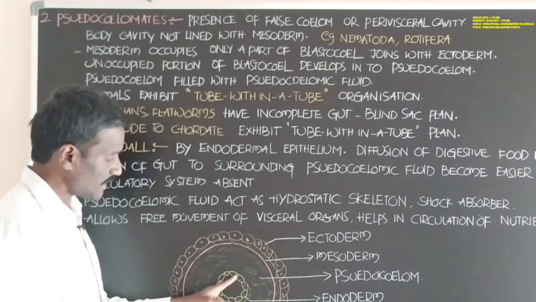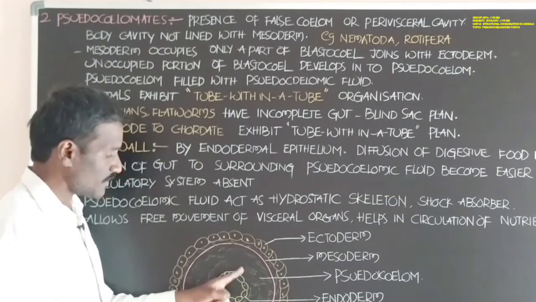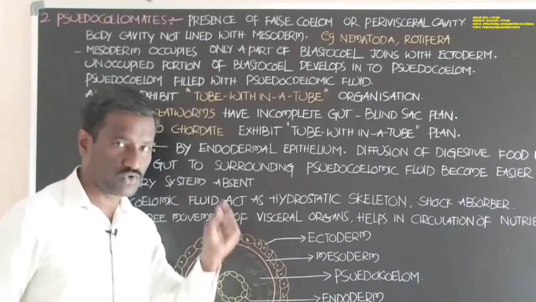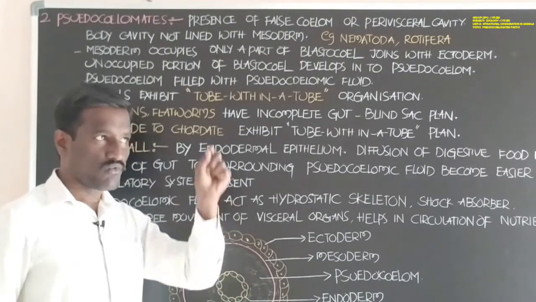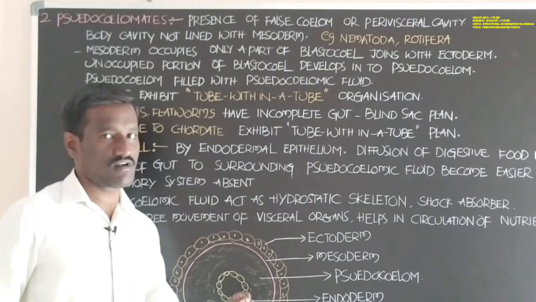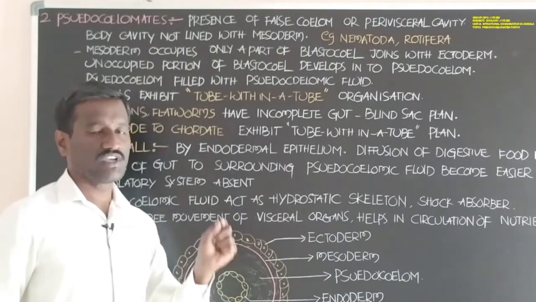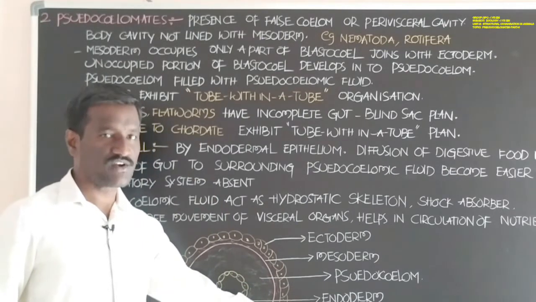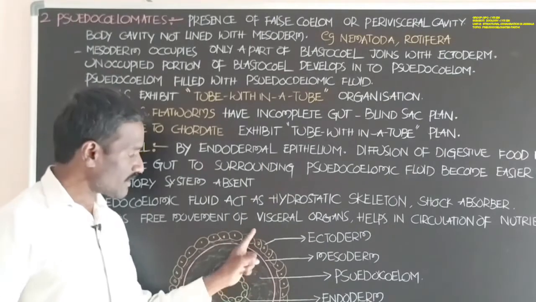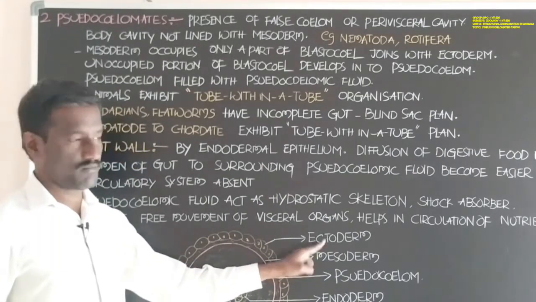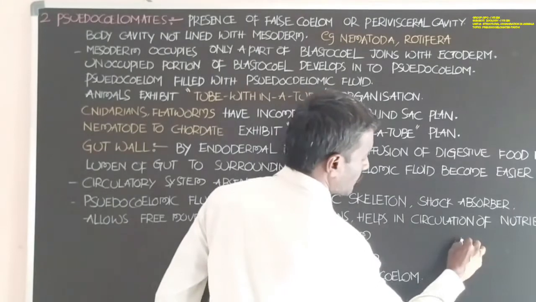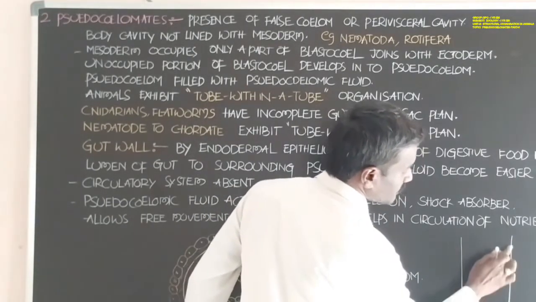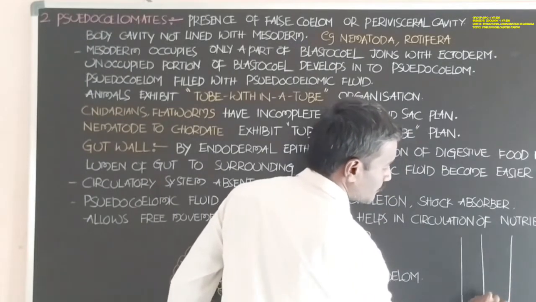Next, the endoderm. The endoderm forms the gut wall, the wall of the food tube, the wall of the gastrointestinal tract. The gut is lined with the cells of the endoderm. The endoderm forms the food tube, and the body wall is formed by the ectoderm. Student, this is the body plan: it is the body wall and it is the food tube.